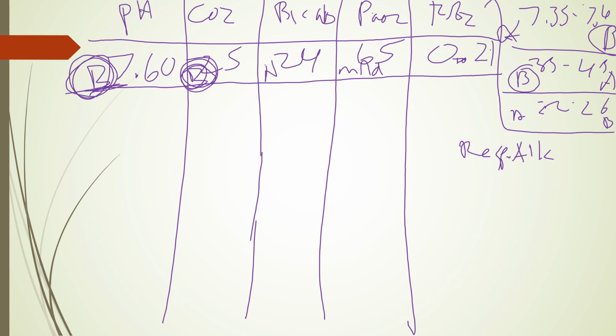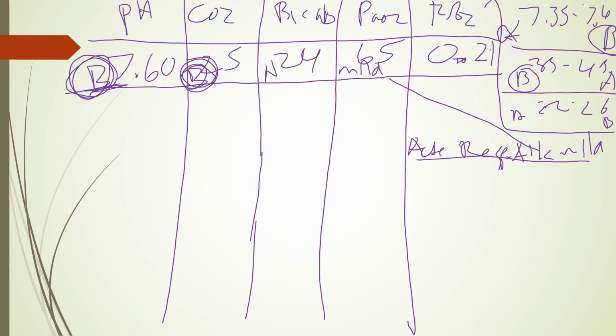So is this acute or partially compensated? Because remember, pH is not normal. So this is either acute or partially compensated. If one of the CO2 and bicarb is normal and the other one is not, then I know it's acute. So I have an acute respiratory alkalosis with mild hypoxemia. You guys sort of see how I put that together, right?